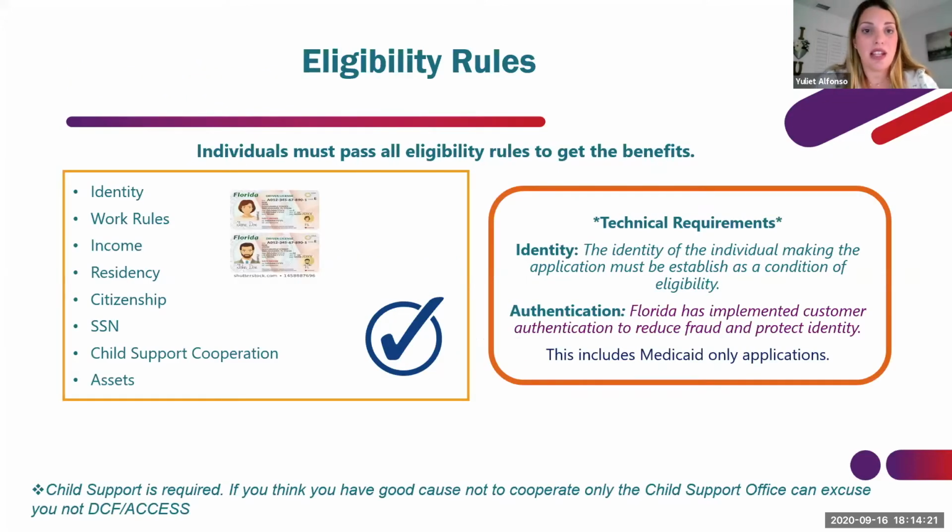Now, what are some of the eligibility rules in order to apply for the benefits? All the individuals applying for benefits must pass the eligibility rules. We need to verify identity. We have work rules, income, and residency, and the client must reside in the state of Florida. You cannot reside in New York and come down here for 6 months and also apply for benefits here. You can only receive benefits in the state where you reside. Then citizenship, Social Security number, child support cooperation, and assets.